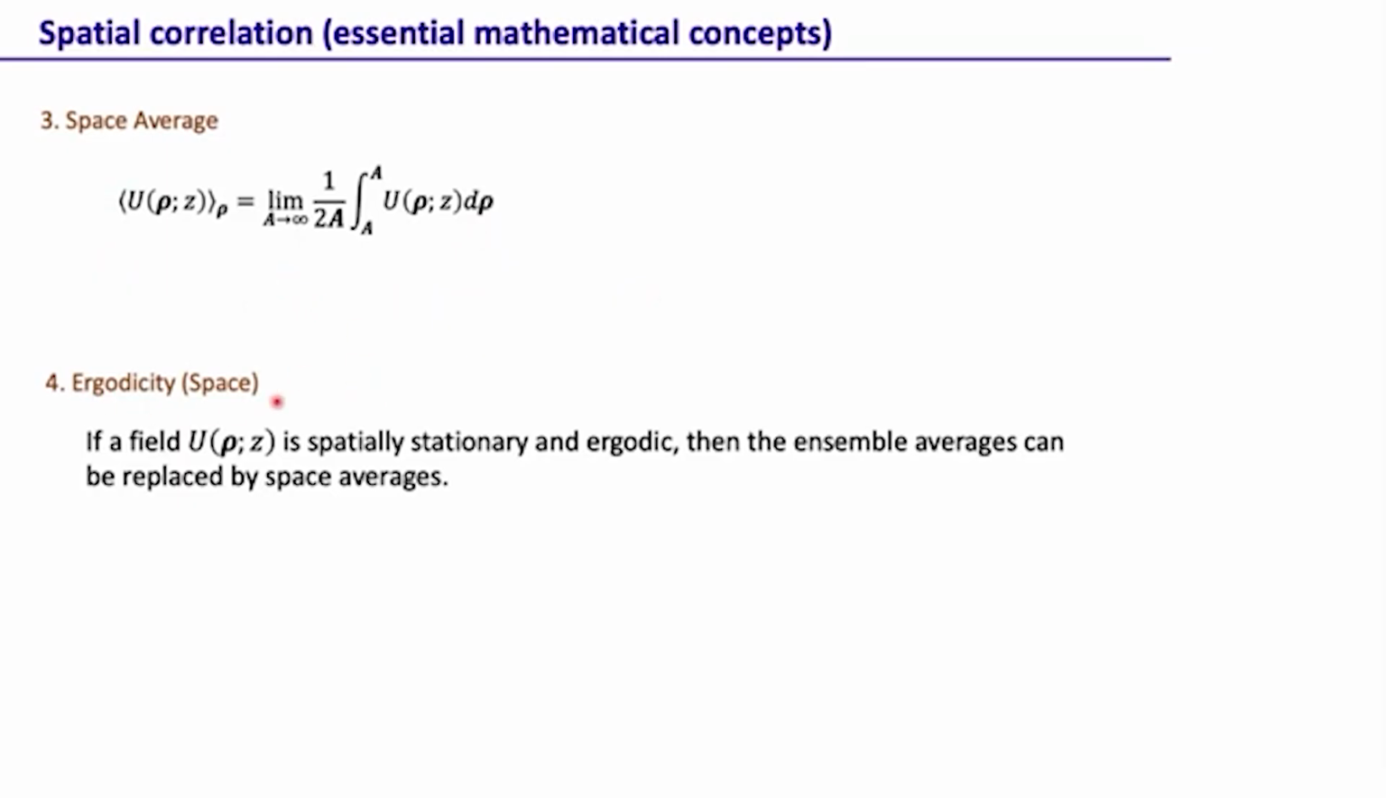And then we can have a similar concept like ergodicity in space. If a field u(rho, z) is spatially stationary and ergodic, then the ensemble average can be replaced by space averages. In this course, we may not have many occasions to utilize this concept of spatial ergodicity, but this concept is very analogous to what we have in the case of time. So now we will stop here. Thank you.